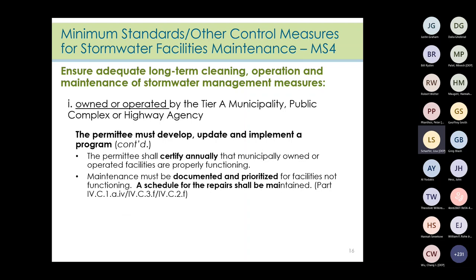So continuing on, the permittee also must certify annually that these facilities are properly functioning. And lastly, improperly functioning facilities where repairs were not made must be documented and prioritized, so a schedule must be maintained. The permit citations are here in the parentheses for the Tier A, public complexes, and highway agency permits, respectively.